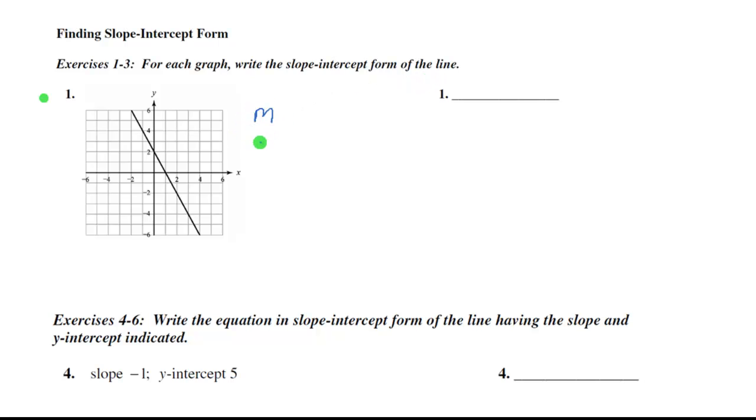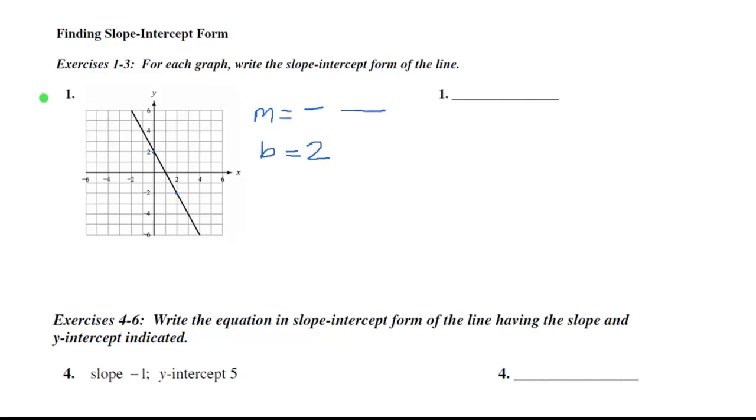All right, in this exercise, we are going to write the slope-intercept form of the line if all we have given is the graph. So we need m and we need b. It's pretty clear that the y-intercept is 2 because you can see that the line crosses the y-axis at 2. You can also see that our line falls as it goes from left to right, so that's a negative slope.